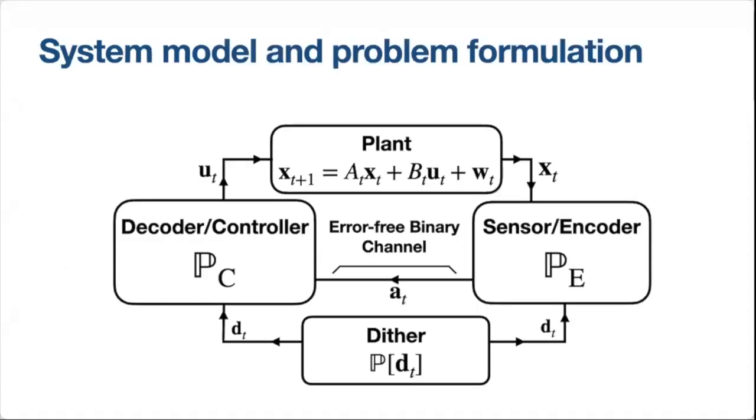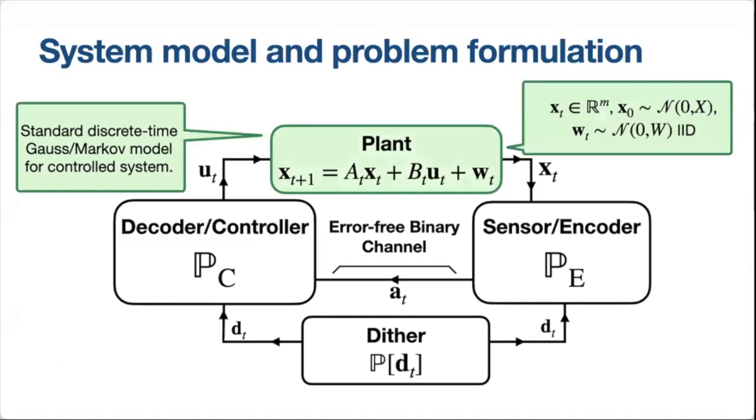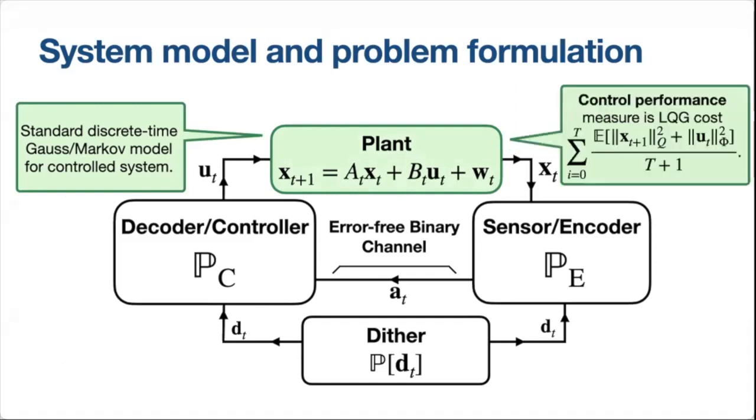Here's an overview of the system model. We're going to assume a discrete time Gauss-Markov plant. In general, we're going to let this model be time varying. W is Gaussian process noise, and U is the control input. We're going to measure control performance via the standard LQG, that's Linear-Quadratic-Gaussian, cost, which is shown in the corner.